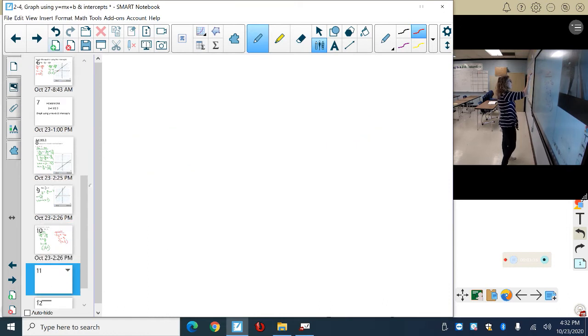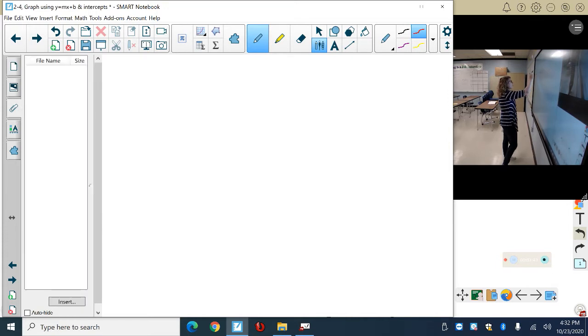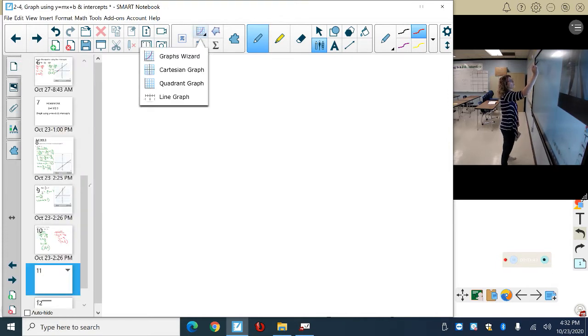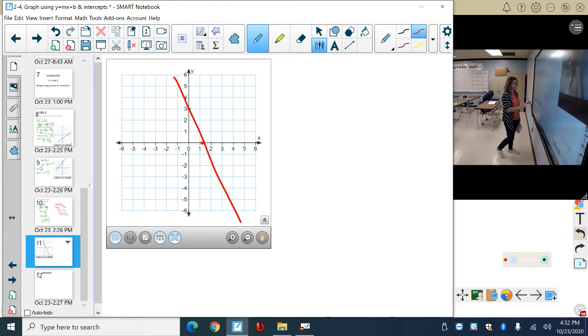And if we would go ahead and graph that, we'll just have to do this again. If I'm graphing 1 and 1/5, that puts me right about there, and 0, 3, that puts me there, and then there's my line. Let's do the next one.